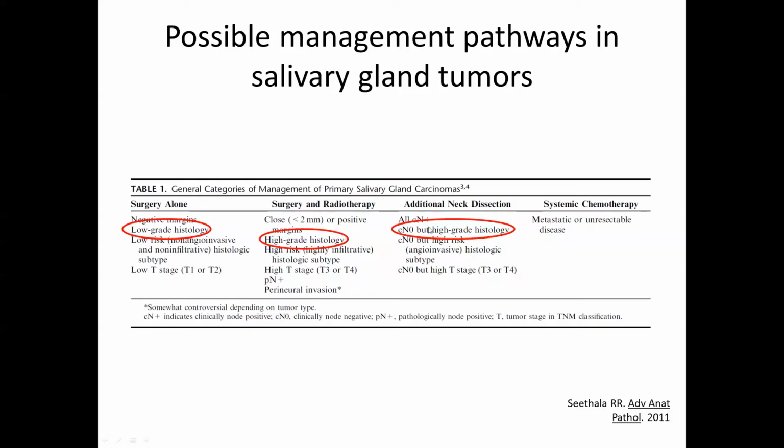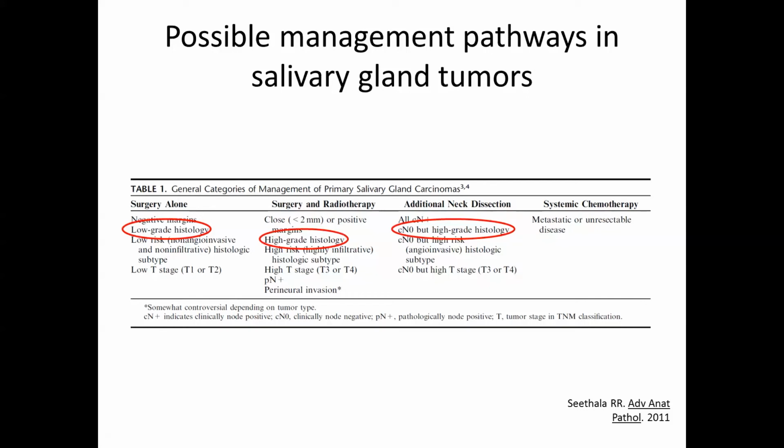Note that a neck dissection in the case of a salivary gland tumor is really only indicated in people with clinical disease, usually with high-grade histology. And chemotherapy essentially is saved for people with distant mets or unresectable disease.